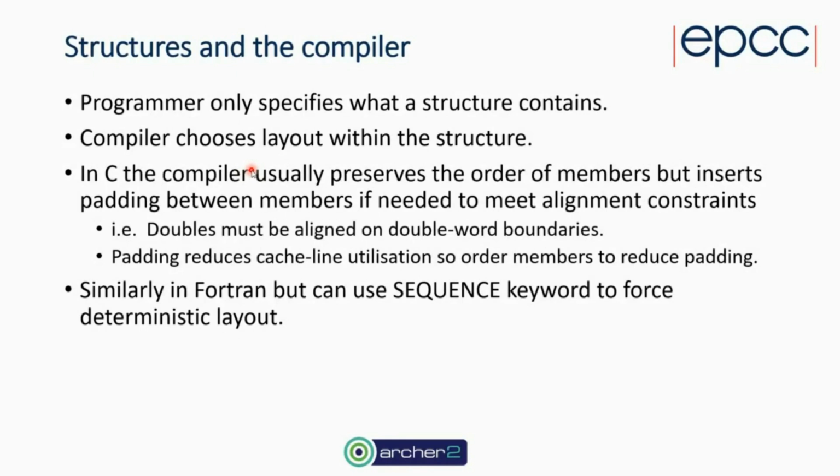Because you're telling the compiler these are the data types I want, but the compiler knows that some of these data types may not map easily onto, say, a vectorization operation or something like that.